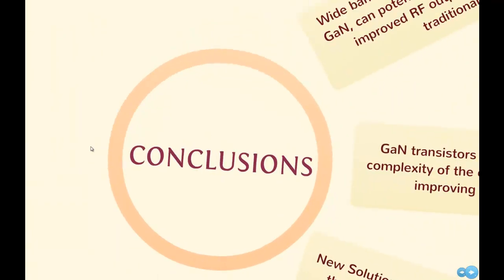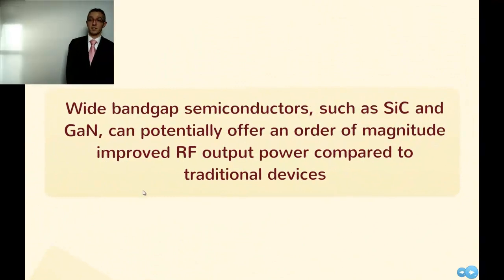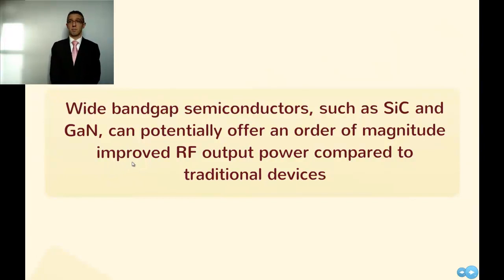So, in conclusion, wide bandgap semiconductors such as silicon carbide and gallium nitride can offer an order of magnitude improved RF output power compared to traditional devices. Hence, they are really the first devices in a long time that have been able to improve high frequency performance and shift it up in power. They are also very good candidates for the replacement of vacuum electron devices, which are bulky and expensive, and have all the disadvantages that we talked about earlier.